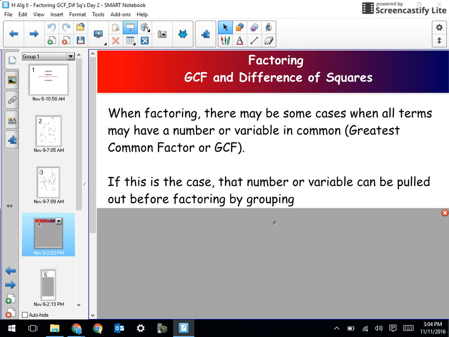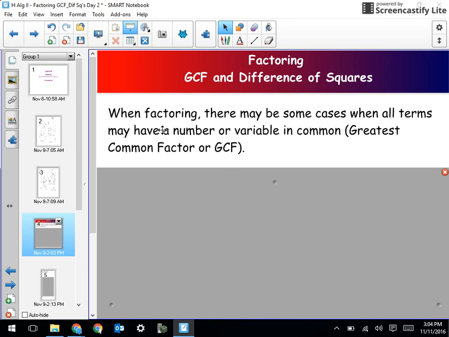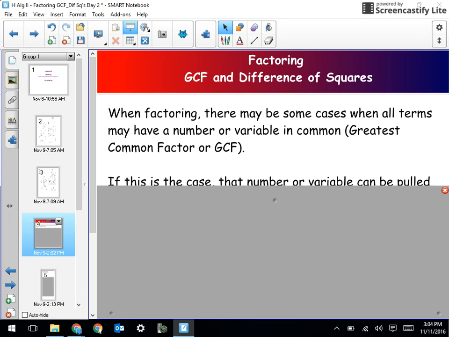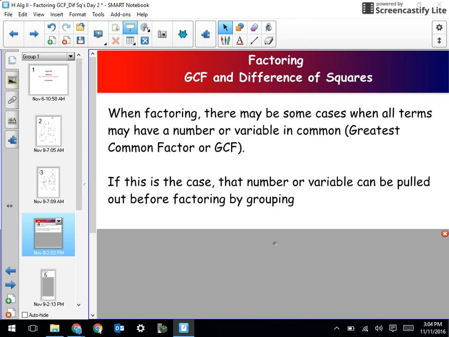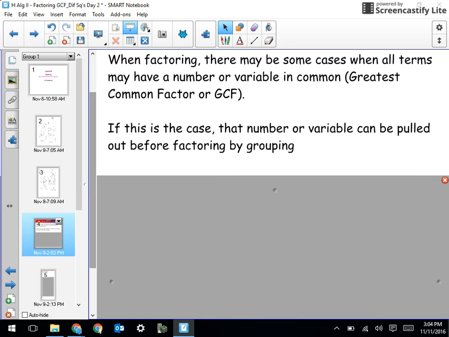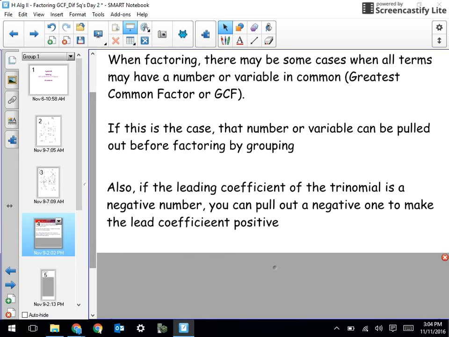Okay, so a couple things here. When factoring, there may be some cases when all terms have a number or variable in common. When they have a number or variable in common, it's called a GCF, greatest common factor. If this is the case, a number or variable can be pulled out before you start factoring by grouping. Also, if the leading coefficient of the trinomial is a negative number, most oftentimes you want to pull out a negative one so that you can factor it a little bit easier.